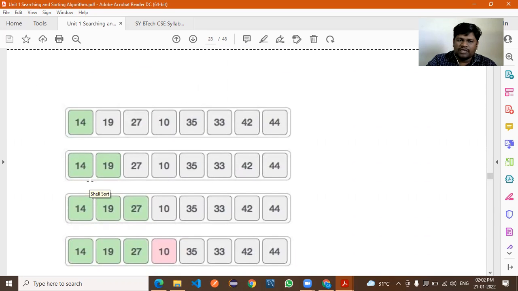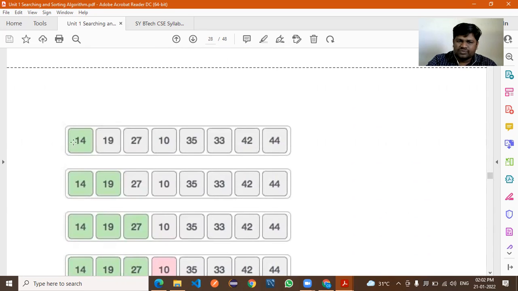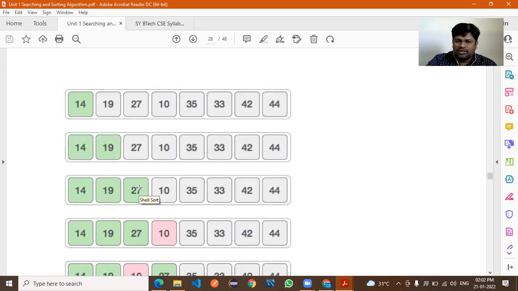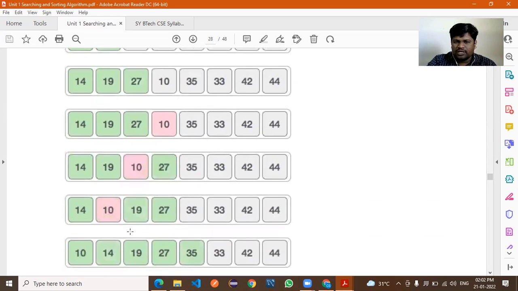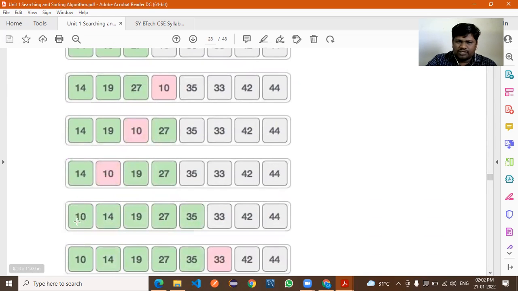So how are we applying the insertion sort? 14, 19, so they are in sorted order. So we are maintaining a sub list here. After that 19, 27. So 27 is inserted into this list. After that 27, 10. So 10 is smaller, so it is added in the sub list. In the sub list, it is still not in sorted order, so we need to sort them in the sub list.